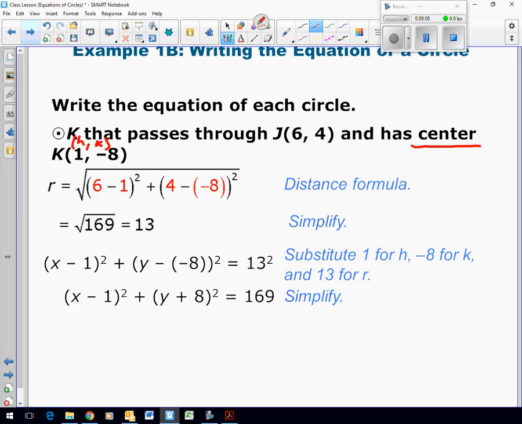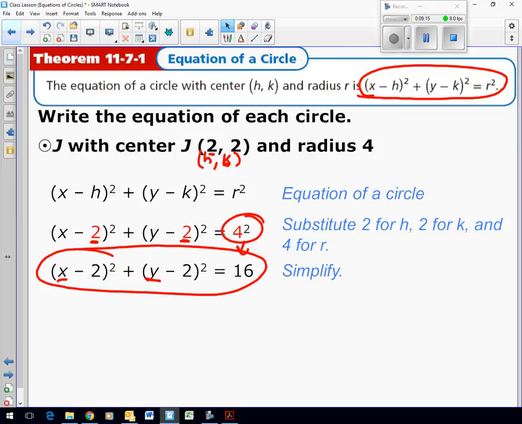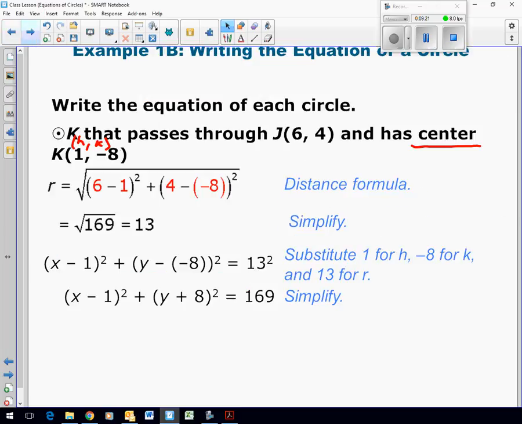When it says it passes through, well, let's go back. Let's put on our thinking caps, our second grade intuition here. Guys, what information was I given here? The center and the what? Radius. What information am I not given here? Radius. I'm not given the radius, right?